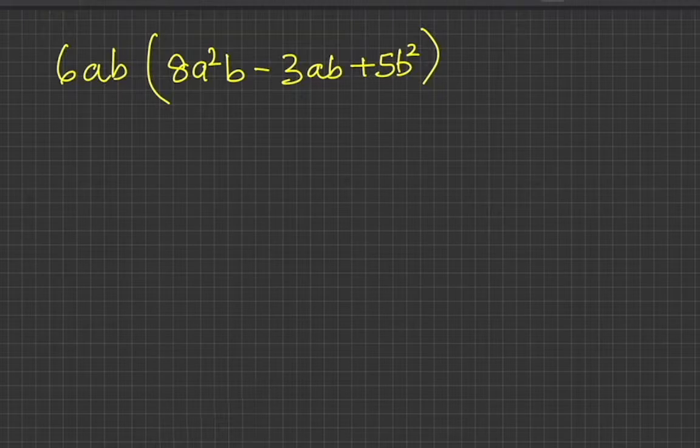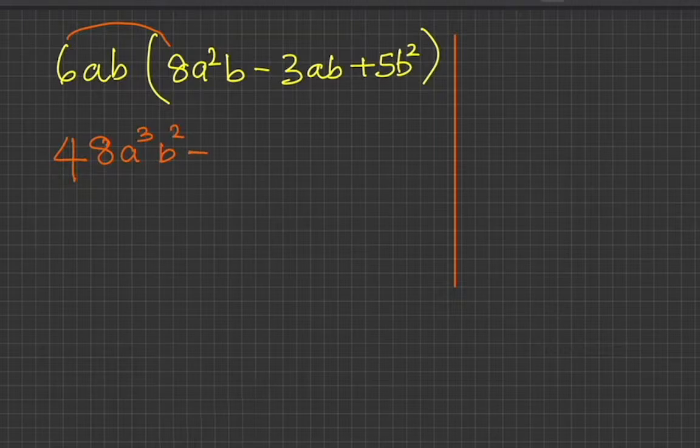We can do it straight away. If you want to expand, yeah, you can expand it. Or if you want to, you can do the multiplication straight away. So 6 times 8, 48. The sign is positive, so 48. A times a is a cubed. B times b is b squared. Then 6 times negative 3 will give me 18, and that is the negative sign.